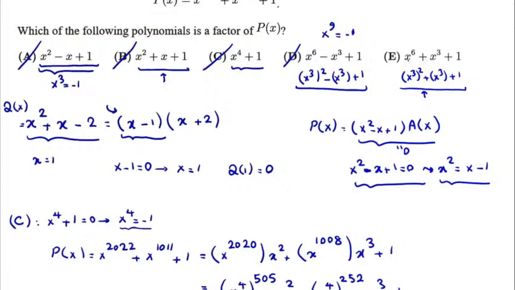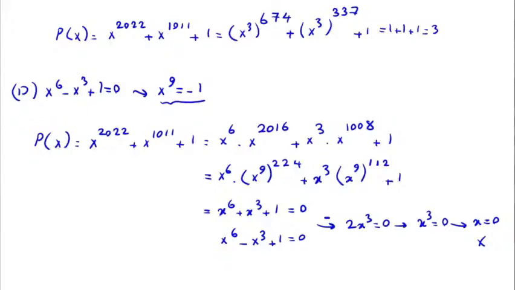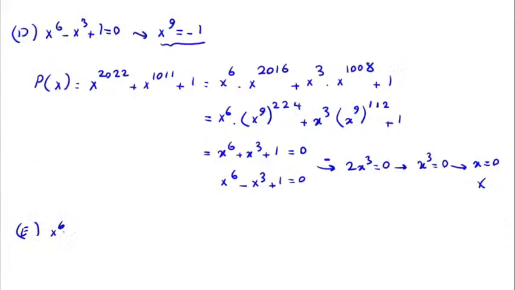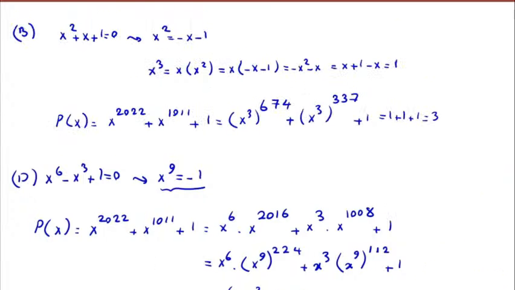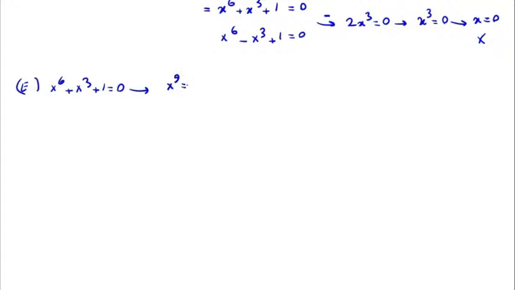But let me solve E for you to see an example that it satisfies. E is similar to B. In B, we said x cubed is 1. So here x to the 9 is 1. So x^6 + x^3 + 1 equals 0. So it is similar to B, only instead of x, we have x cubed. Here we said x cubed is 1, so here x to the 9 will be 1.